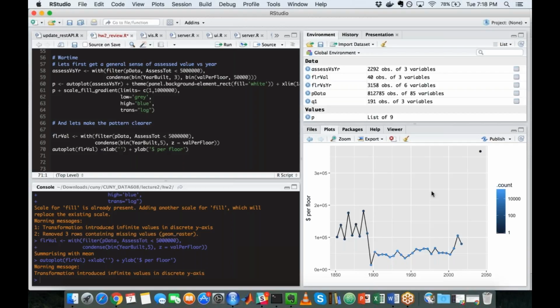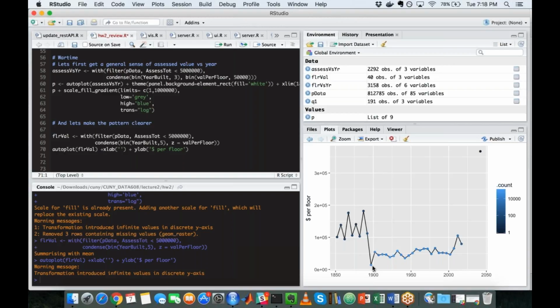And this is giving us some cool patterns. For instance, you could see that older buildings seem to be valued higher per floor than other buildings. If you think about that, that kind of makes sense because these buildings have been around for a while. A lot of them are historic, so there's sort of historic value to them.